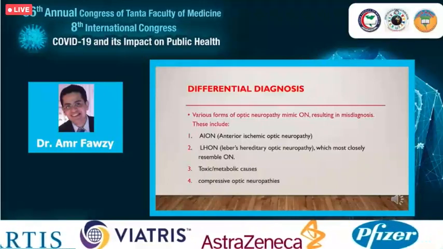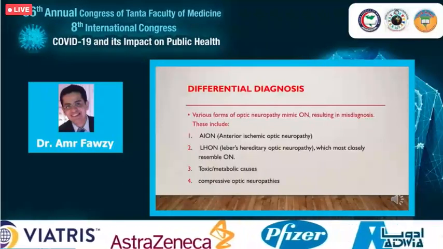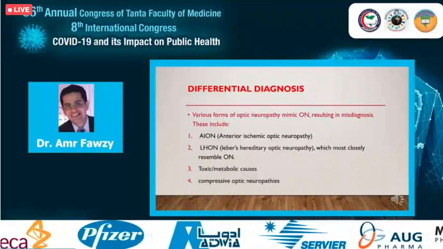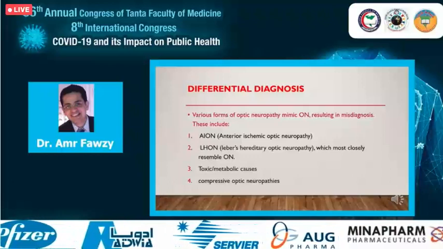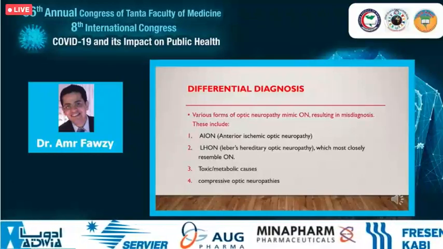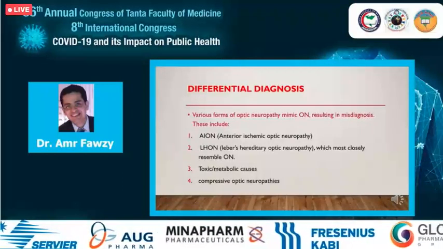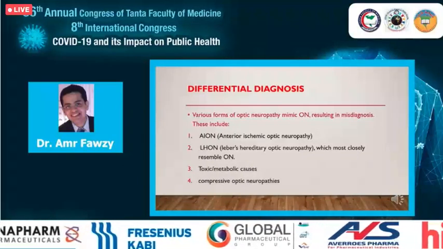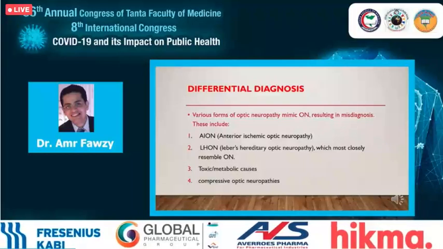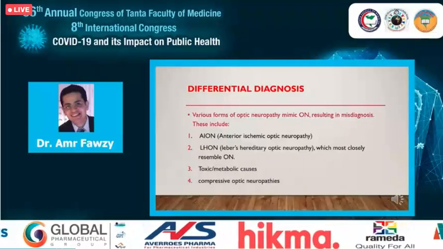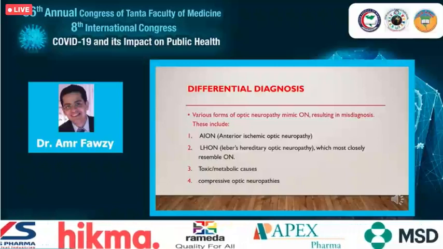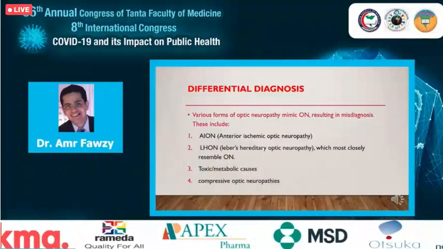Various forms of optic neuropathy mimic optic neuritis, resulting in misdiagnosis, which may include anterior ischemic optic neuropathy and Leber's hereditary optic neuropathy, which most closely resemble optic neuritis. Also, we should differentiate optic neuritis from the toxic and metabolic causes and from the compressive optic neuropathies.